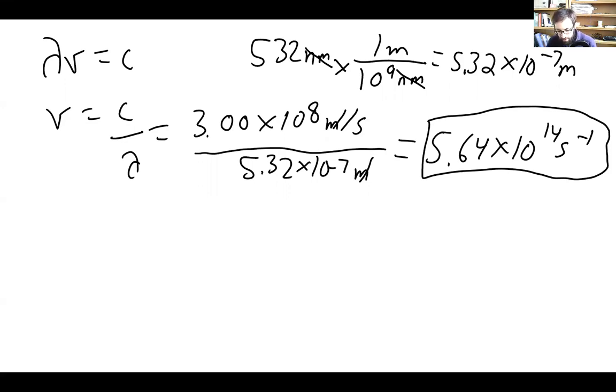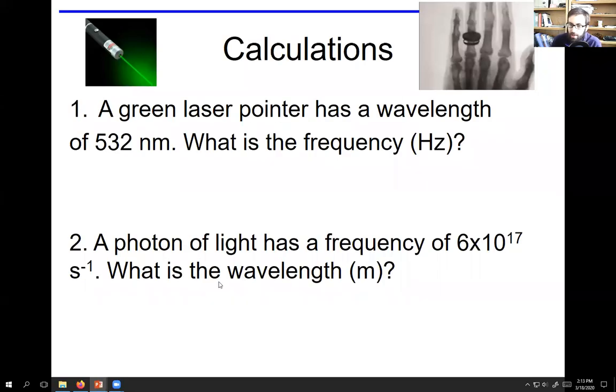Let's now go back and look at the next one. A photon of light has a frequency of 6 times 10 to the 17th hertz, or inverse seconds. What is its wavelength? It's going to be the same type of problem. Again, lambda nu equals c, and this time we're solving for wavelength. So lambda equals c divided by nu.